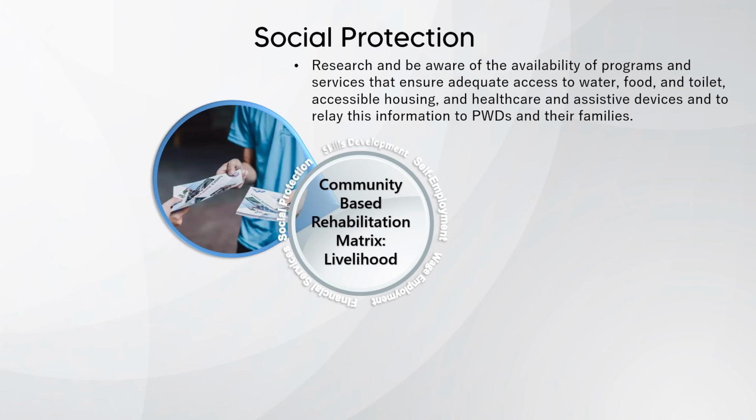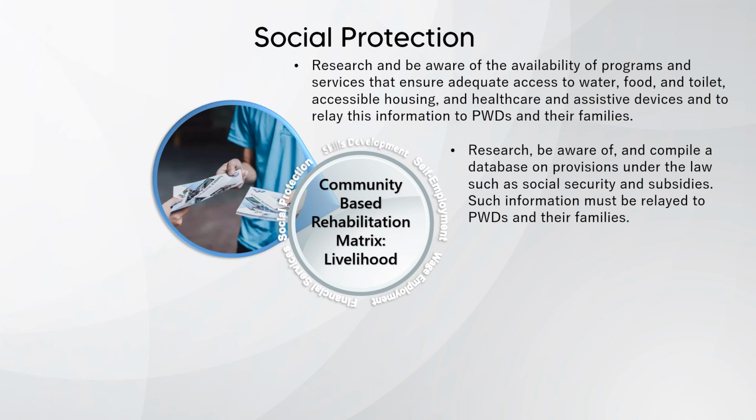Social protection. Research and be aware of the availability of programs and services that ensure adequate access to water, food, and toilet, accessible housing, and healthcare, and assistive devices, and relay this information to PWDs and their families.